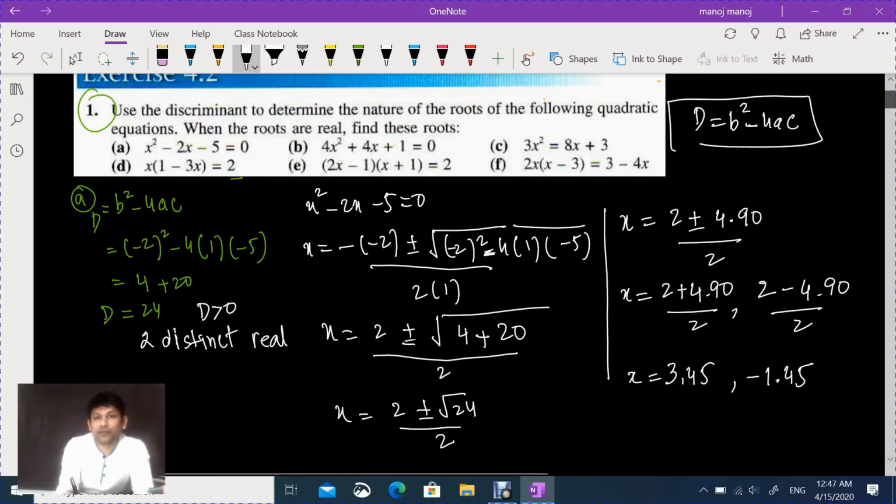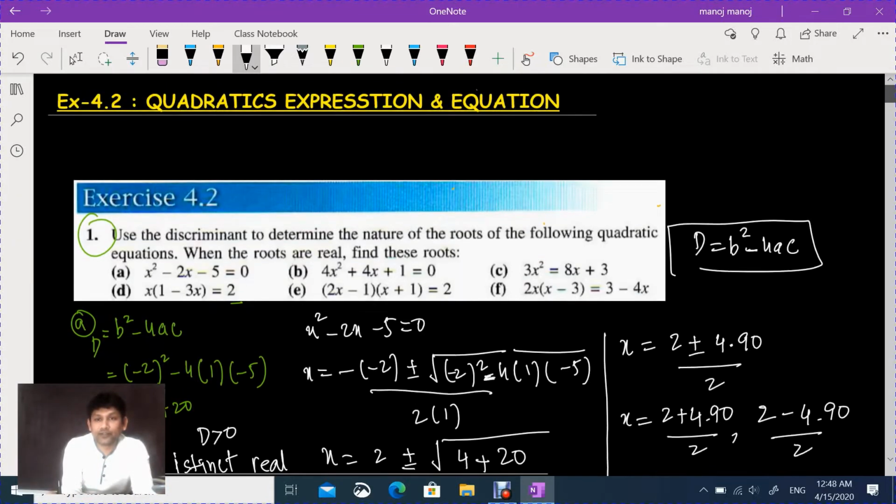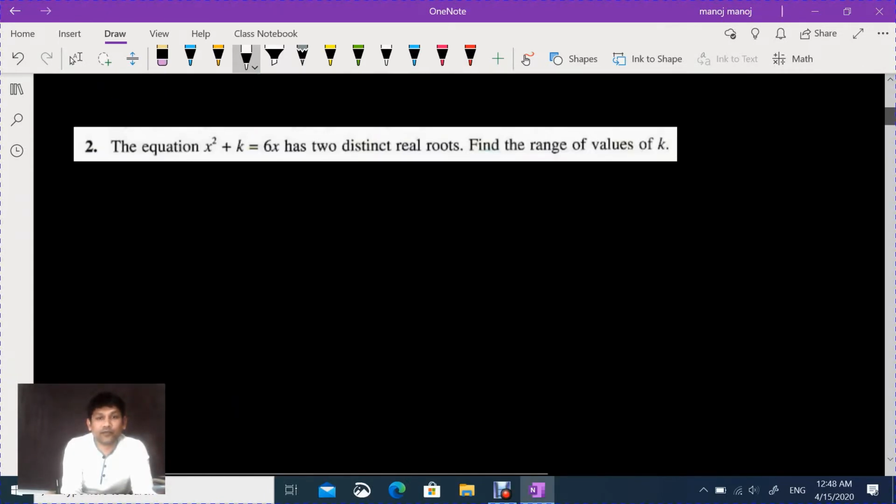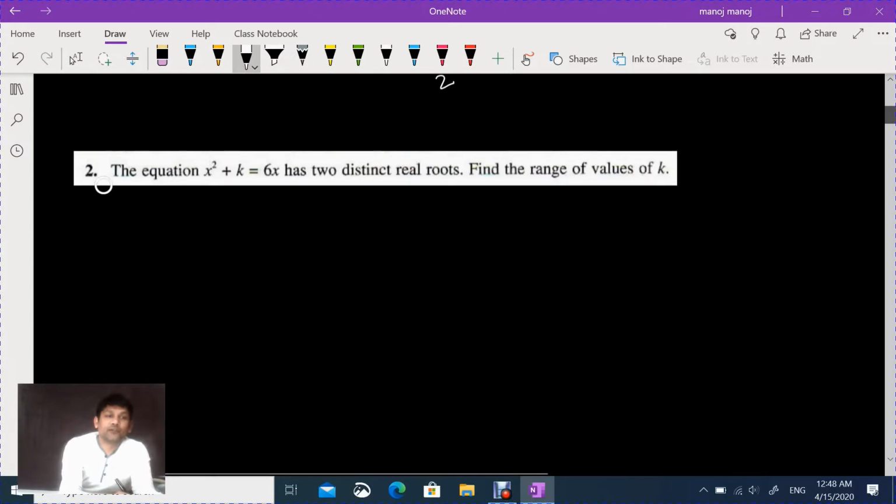By this way you can find the nature, and when it's coming real roots, then you can find the roots. When roots are not real, it means solution is not possible, like this here. You can see here in the last part we have done. Okay. Question number 2, the equation has two distinct real roots.